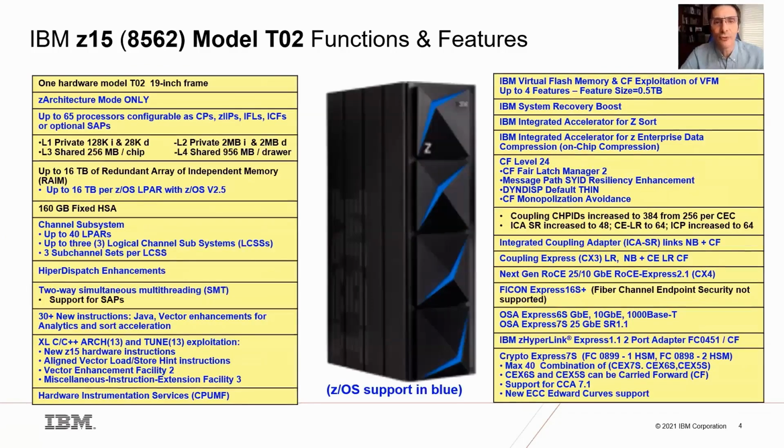The T02 single frame model has many of the same features as available in the T01, but with smaller specs. That being, for example, up to 65 processors instead of 190, up to 16 terabytes of memory instead of 40 terabytes of memory. Otherwise, they're quite similar in nature.